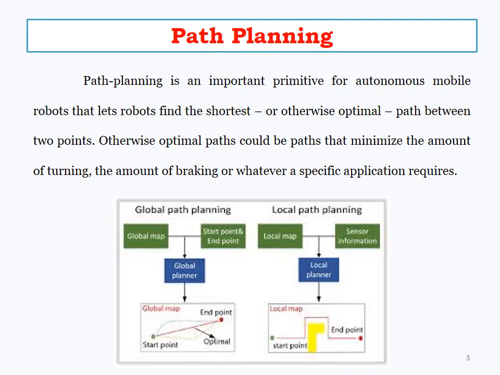That is path planning. Path planning is an important primitive for an autonomous mobile robot that lets the robot find the shortest or otherwise optimal path between two points. That is, we need to find the shortest path between start and end. Generally we have global path planning and local path planning. So we have an example like this.